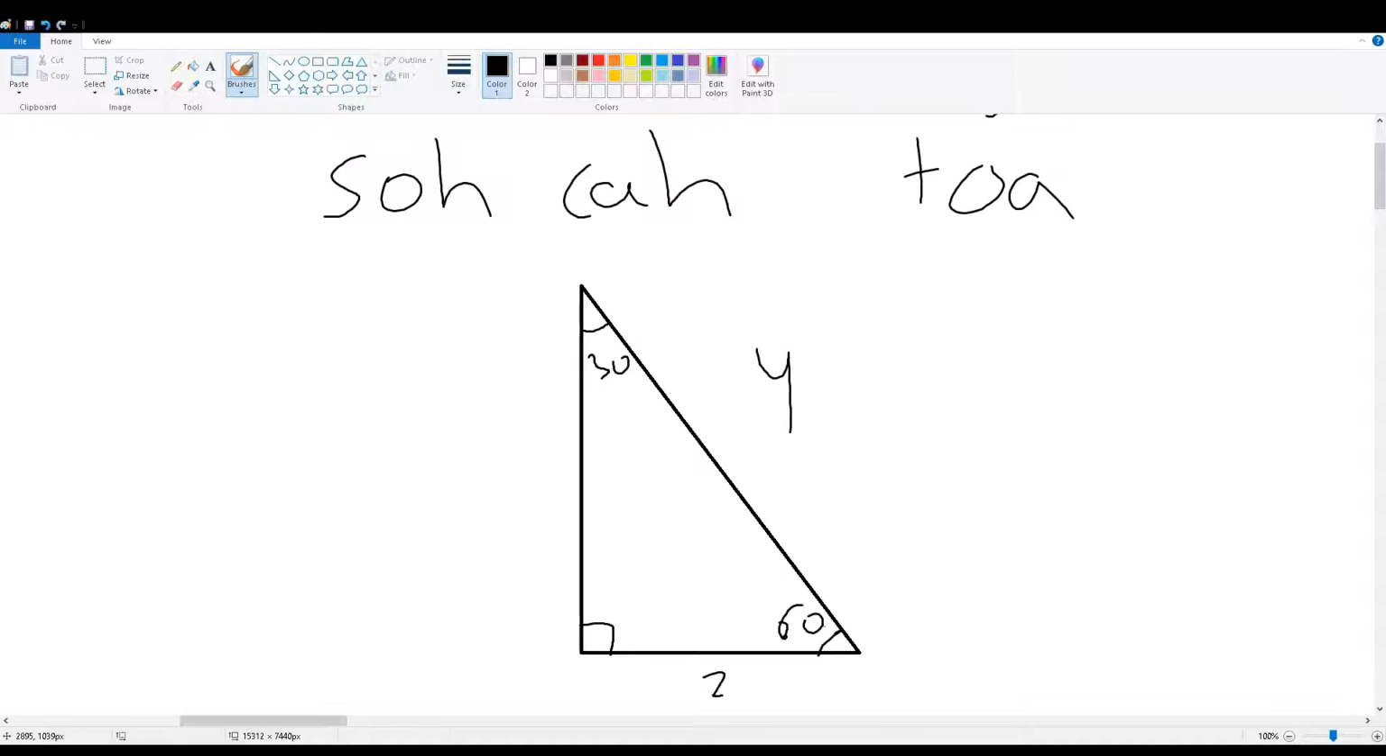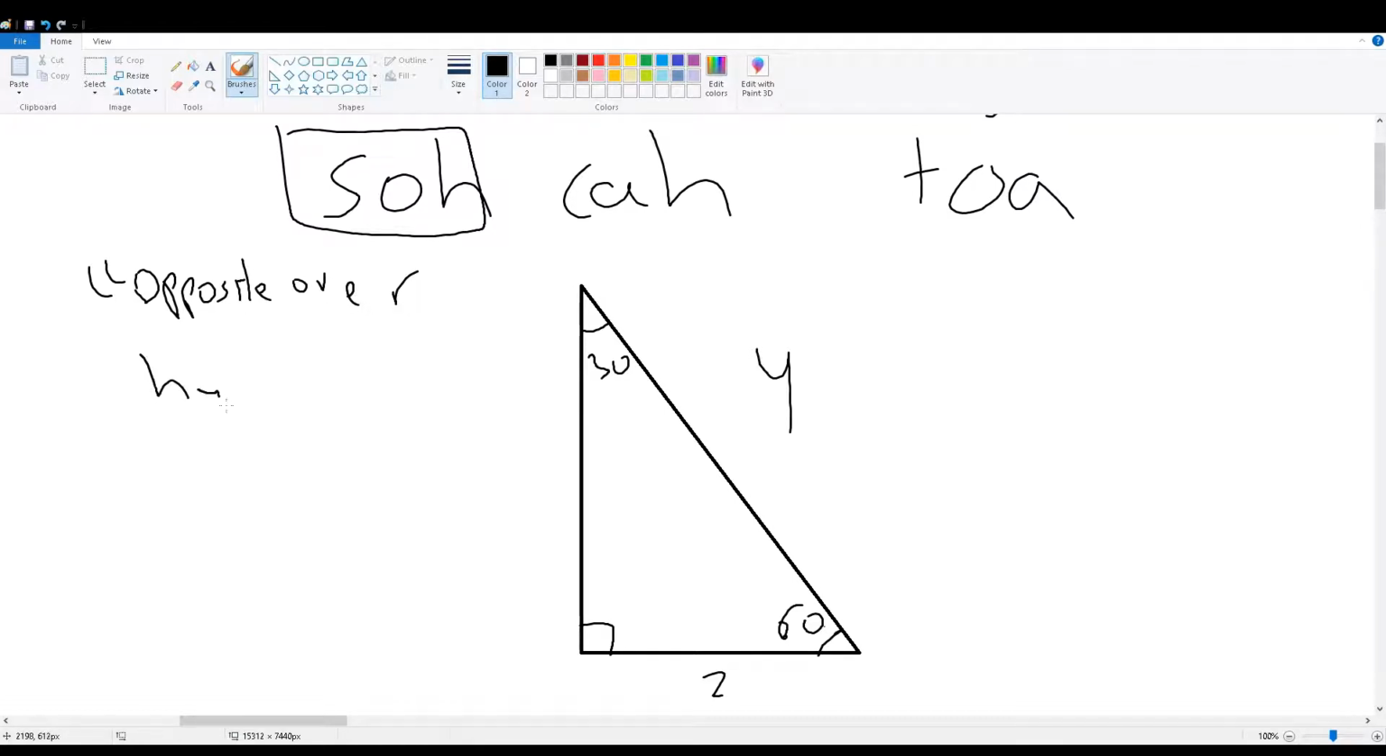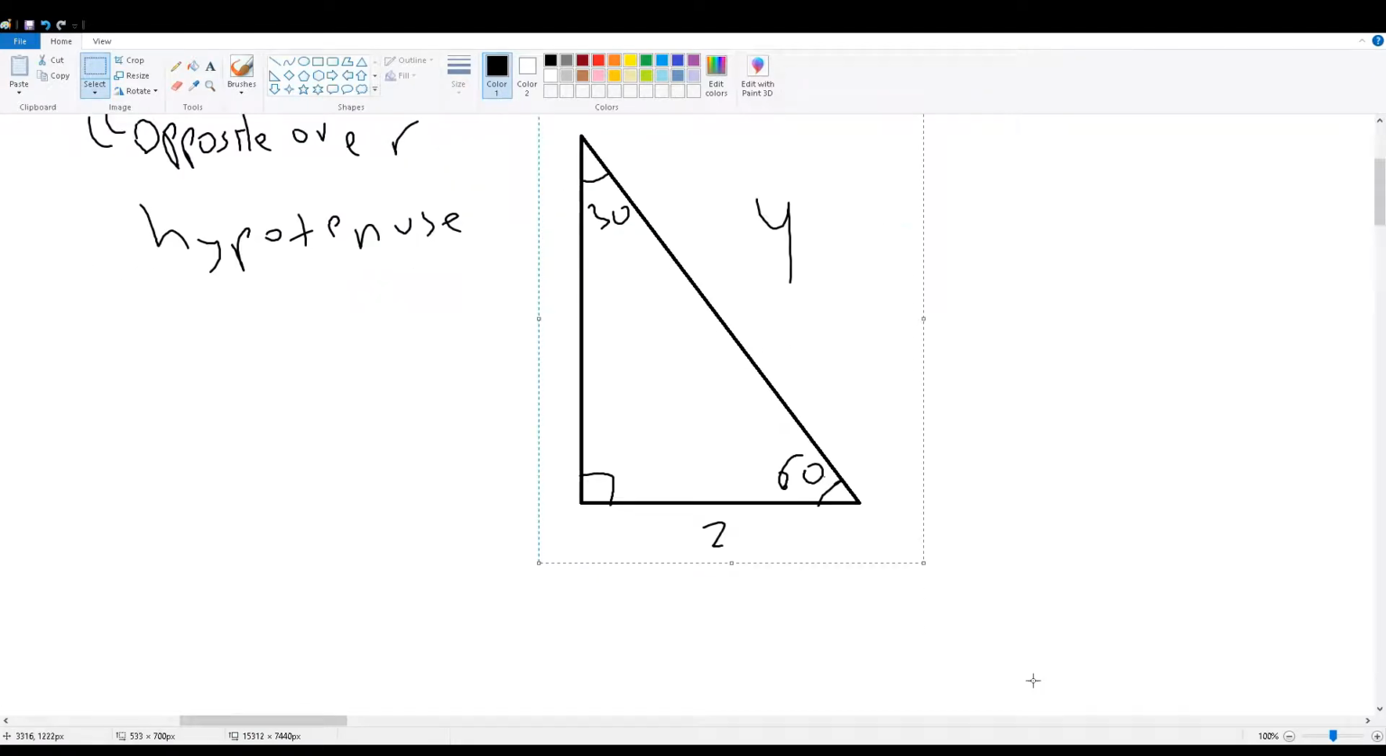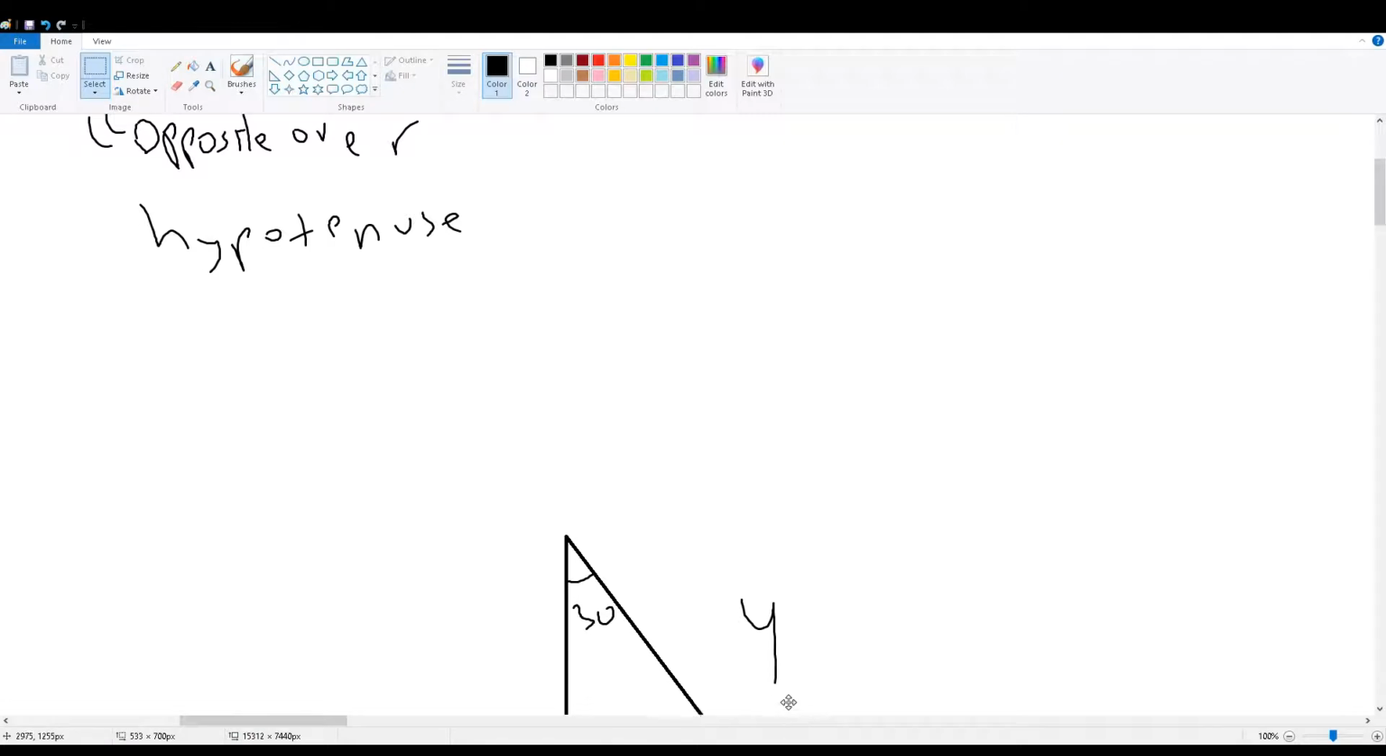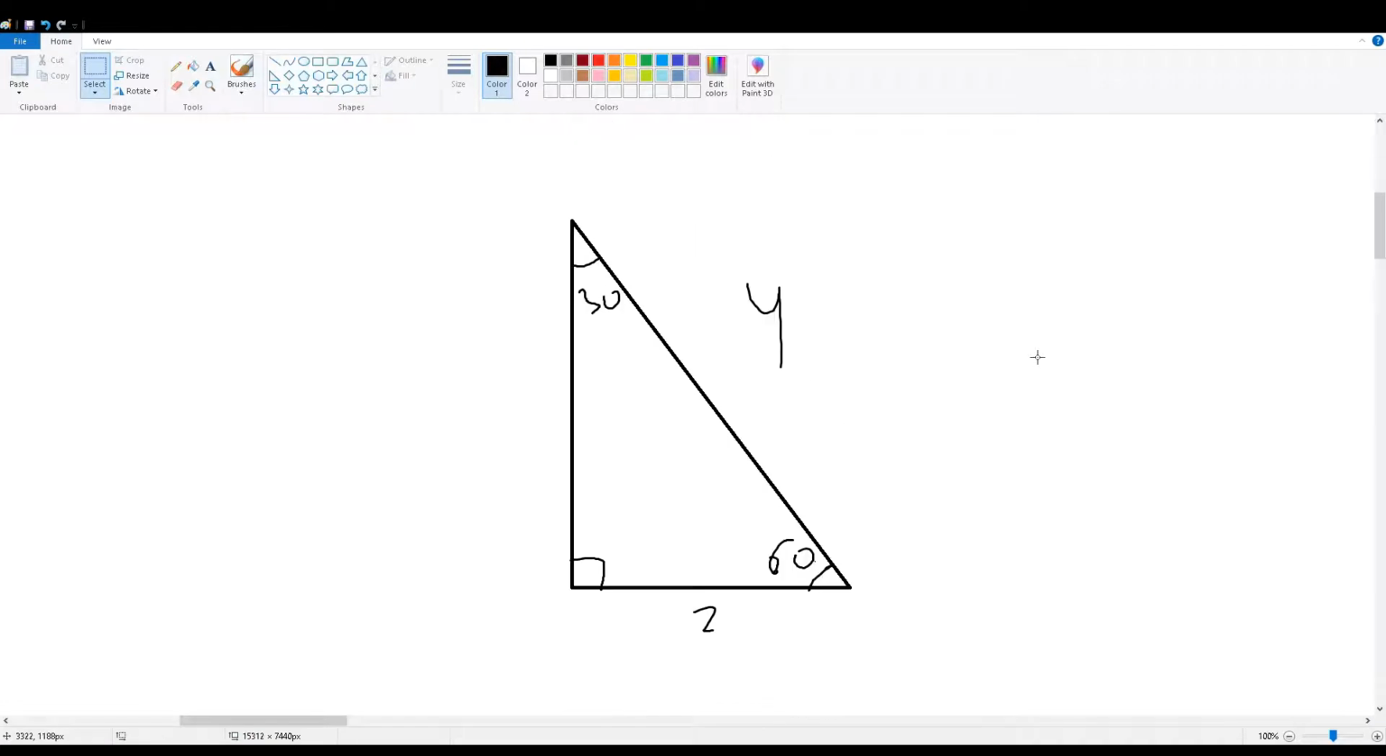So let's use sine, and the abbreviation for sine is SOH. What does the SOH mean? It means opposite over hypotenuse. Actually, let's move this triangle down a bit, so we have some space to write. And what does opposite over hypotenuse mean? Well, you can assume that this is going to be the hypotenuse. And what does opposite mean?